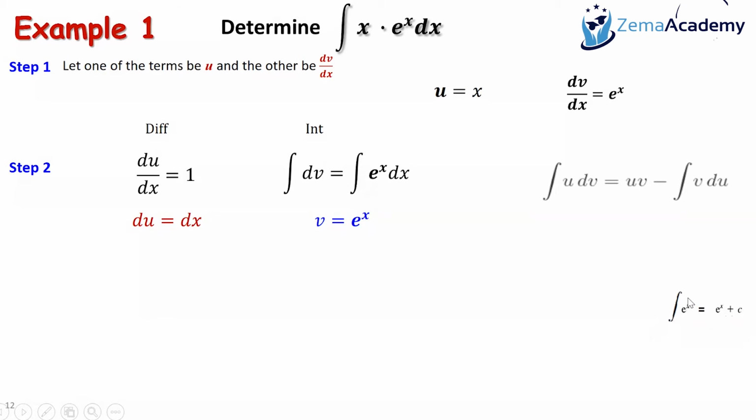When you integrate e to the power x, your answer is e to the power x plus c. Remember, it is an indefinite integral. There are no limits on the integral. Last week we did definite integrals, so the integral had two limits, upper limit and lower limit. Right now we don't have any limits, so it's an indefinite integral, and when you integrate an indefinite integral, you always put a plus c. So the integral of e to the power x dx, the answer is e to the power x.